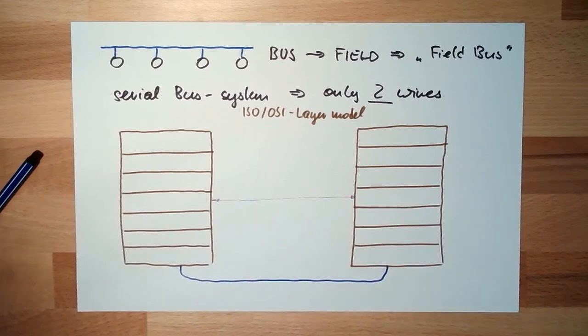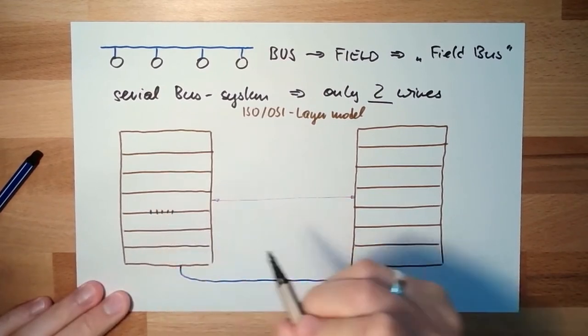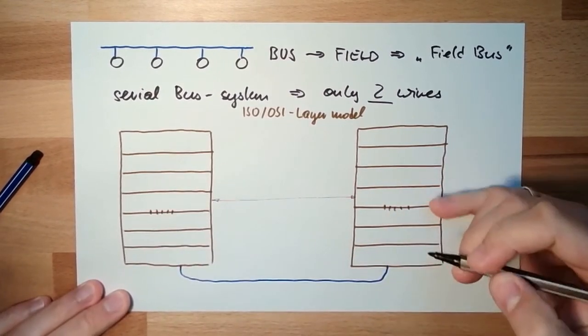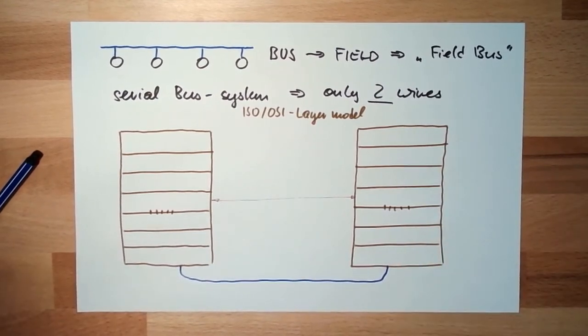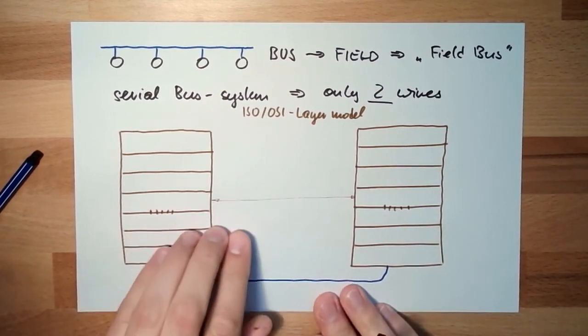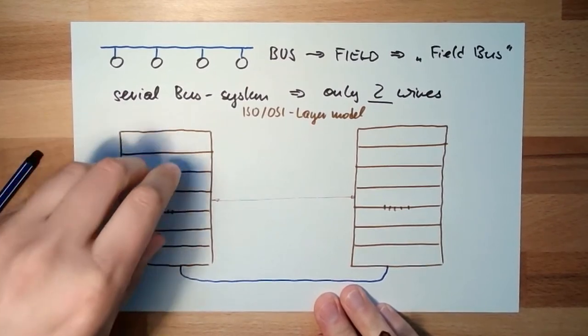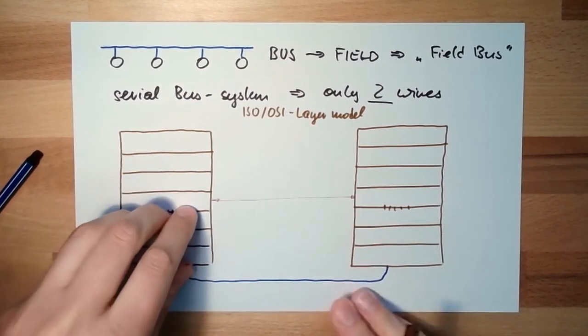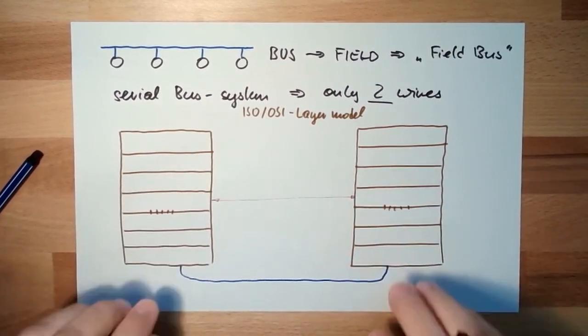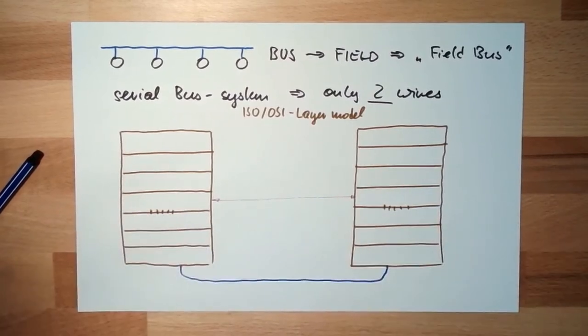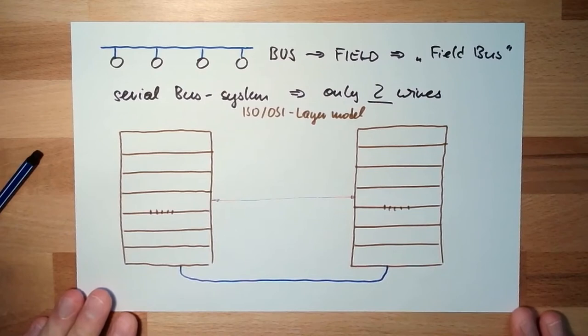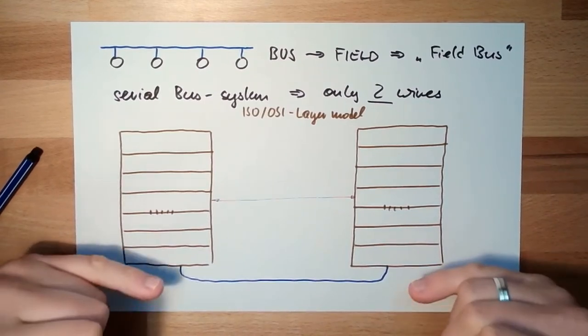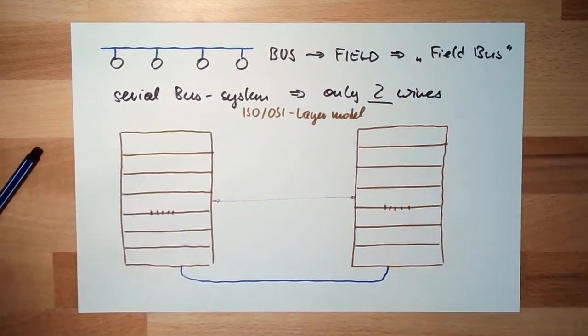And since those interfaces between the upper layer and the lower layer are well defined, I can simply rip one layer out, or the lower layers out, and replace it with something else, and the upper layers will work as before. And every layer has a specific task.